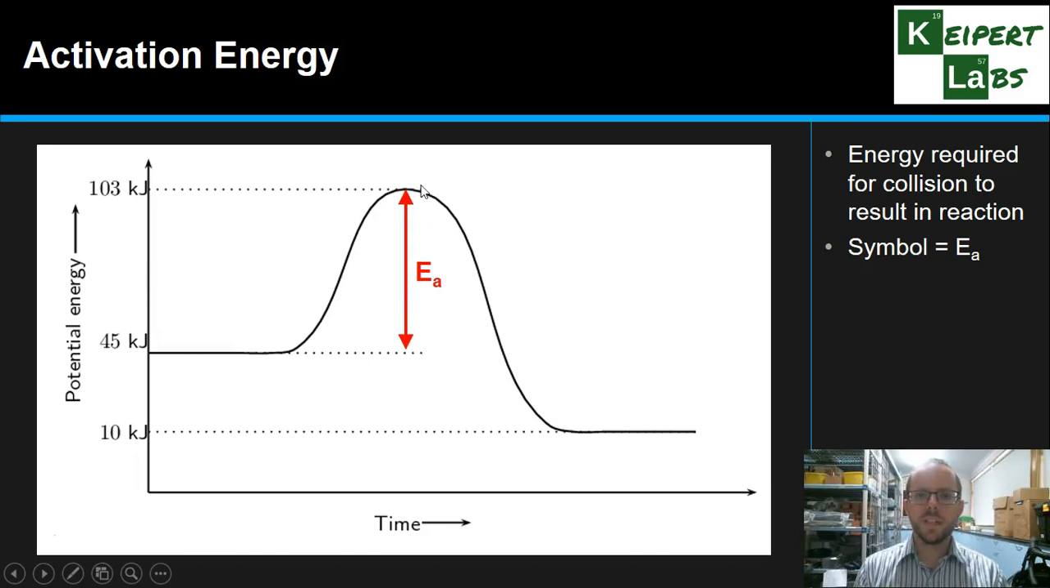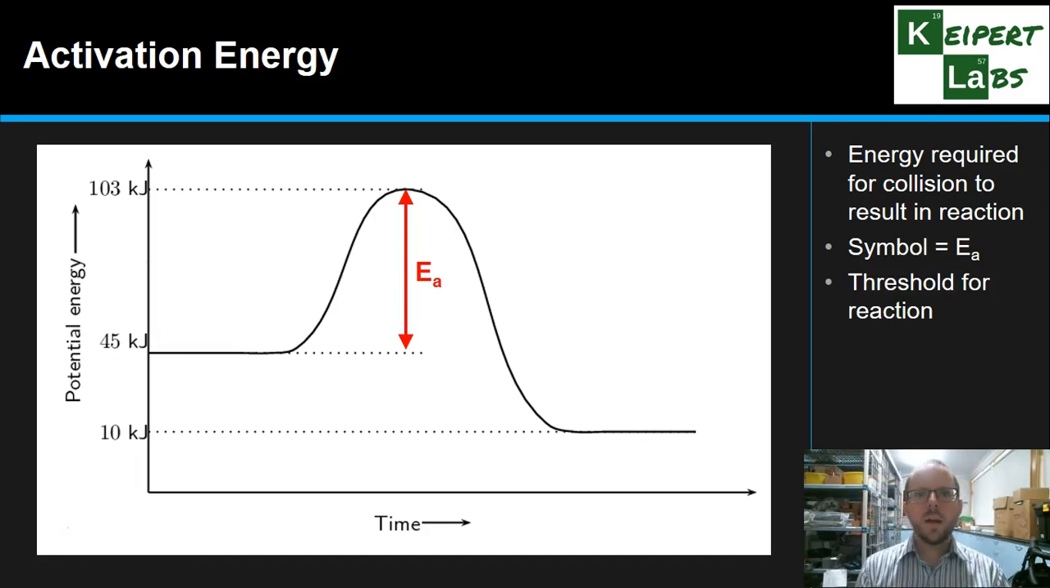And so this distance, this amount, is the specific activation energy. Here, we're talking about 58 kilojoules of energy to go from 45 up to 103. Unless you can put in that much energy in that collision, it's not going to happen. It's like a threshold: unless you pass that threshold, it's not going to work.